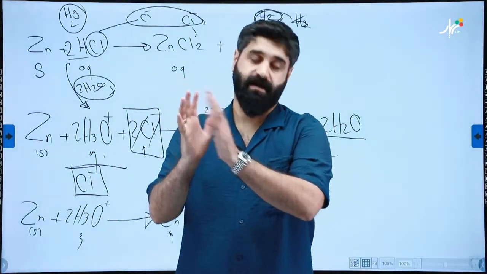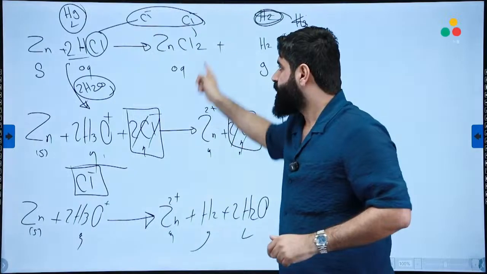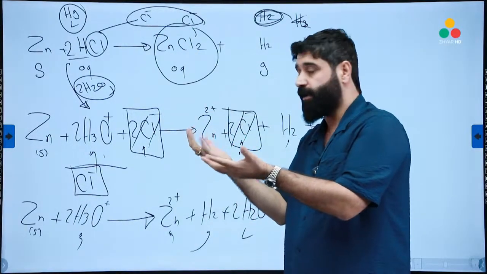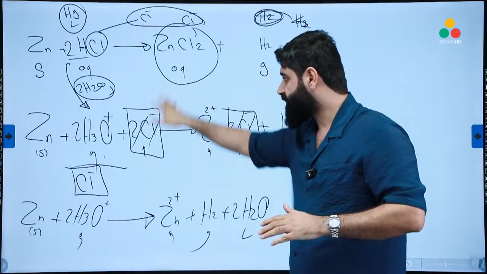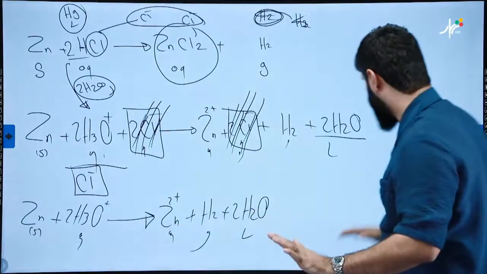Negative part of the acid. If the salt is aqueous, then the negative part of the salt, which came from the negative part, the anion of the acid, will be the spectator. And then remove the spectator at both sides to get the overall. Done.